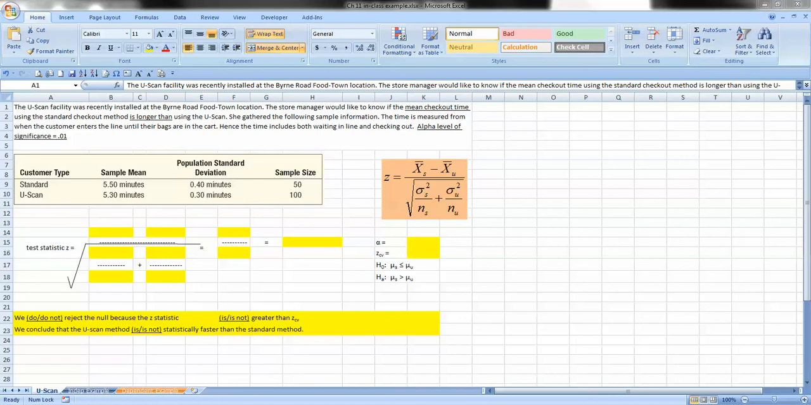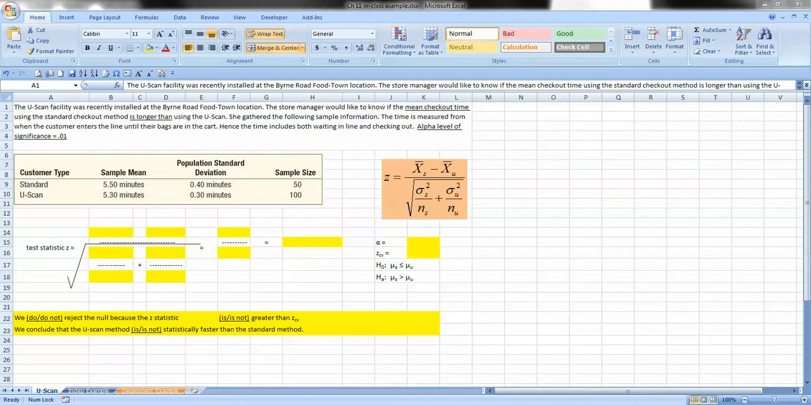The UScan facility was recently installed at the Burn Road, Foodtown location. The store manager would like to know if the mean checkout time using the standard checkout method is longer than using the UScan method. She gathered the following sample information listed below in the chart. The time is measured from when the customer enters the line until their bags are in the cart.